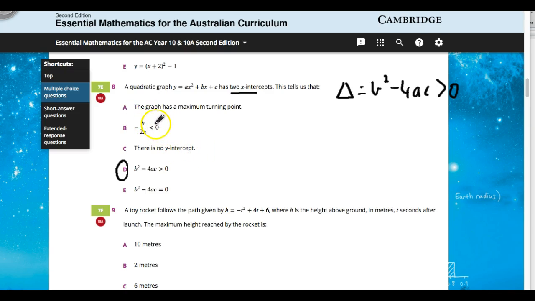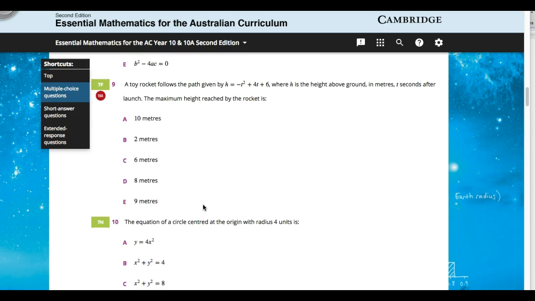And this one here looks like it's just the turning point. The graph has a maximum turning point. I think it could still have a maximum turning point because we don't know what A, B, and C are. But anyway, D is definitely the right answer.